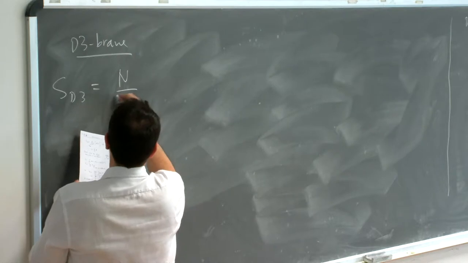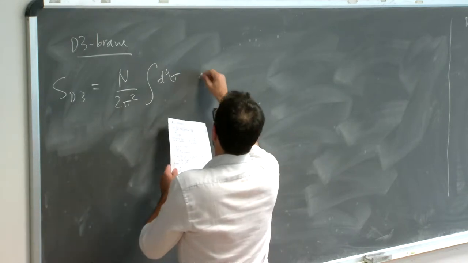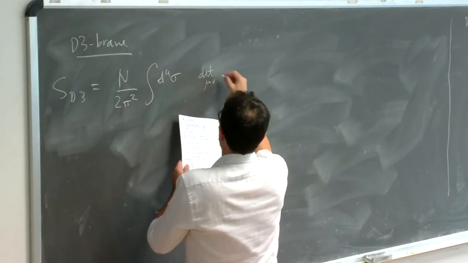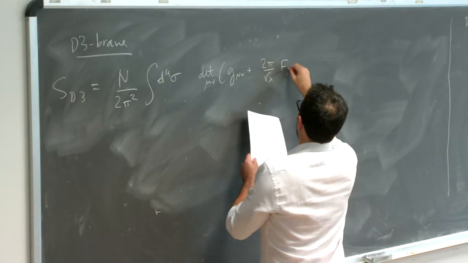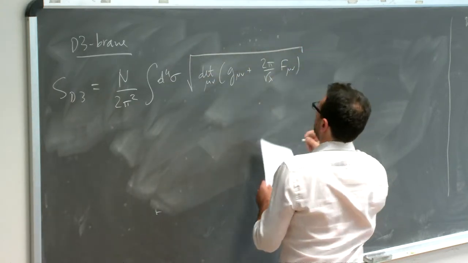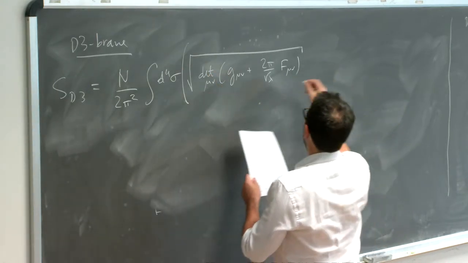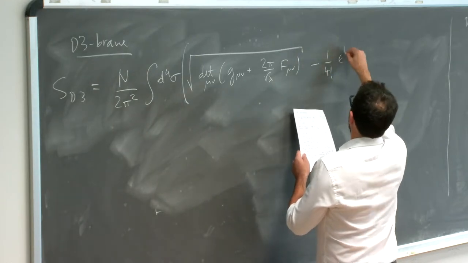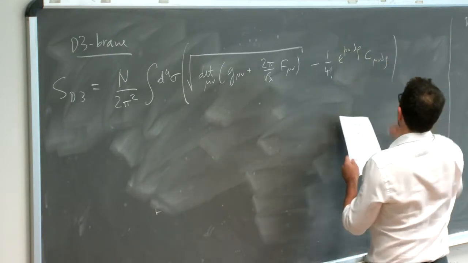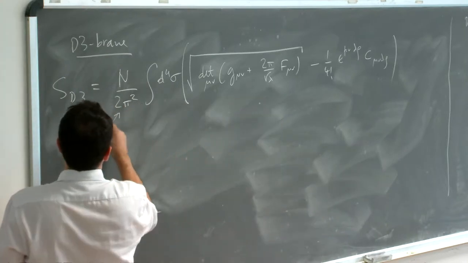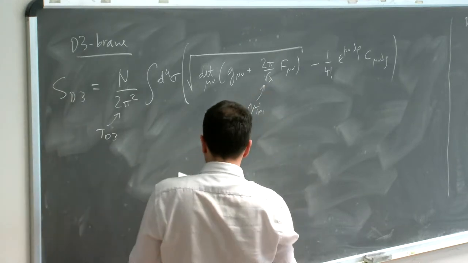So we have the tension, and then we get a four-dimensional volume. You get a determinant of g mu nu plus 2 pi over square root of lambda, F mu nu. So this is the DBI action, and then you have the Wess-Zumino term, which is 1 over 4 factorial, epsilon mu nu lambda rho, C mu nu lambda rho. Okay, so this is the tension of a D3 brane. This is one over the tension of the fundamental string.